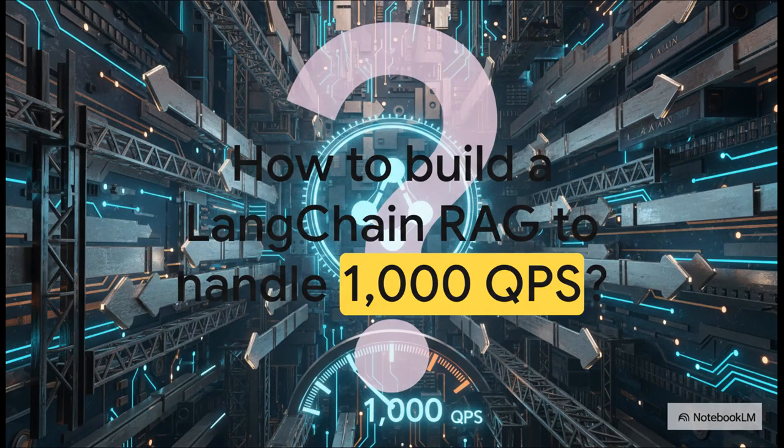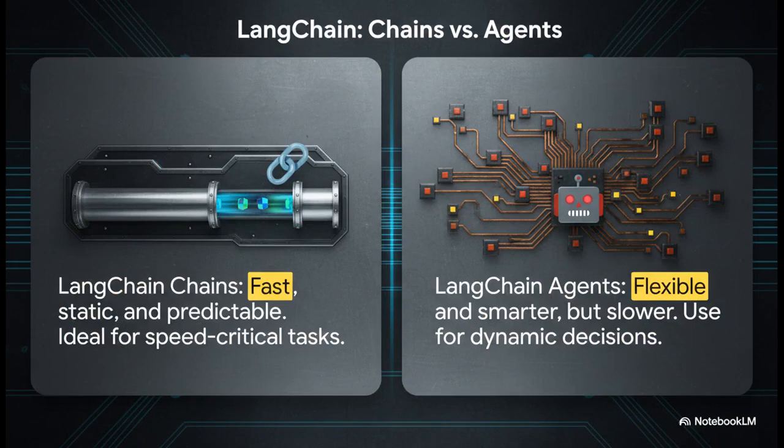Finally, let's talk about the application itself. You're using a super popular framework, LangChain, and you need your system to handle 1,000 queries every single second. To do that, you have to make a really fundamental design choice right up front. And this choice comes down to using a chain versus an agent. Think of a chain like a recipe. It's a fixed set of steps. It does the same thing every time. And because of that, it's blazing fast and predictable.